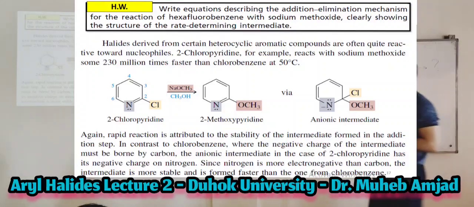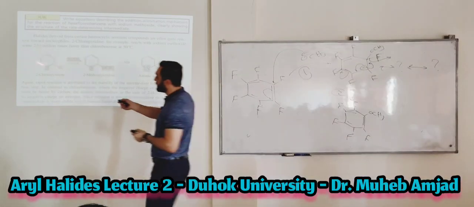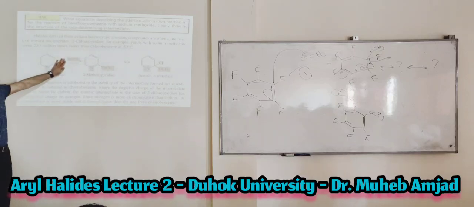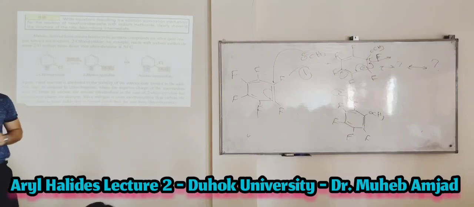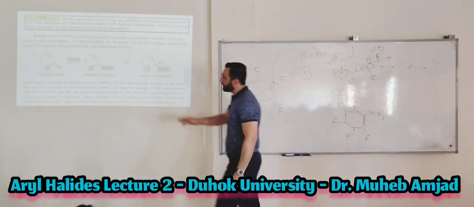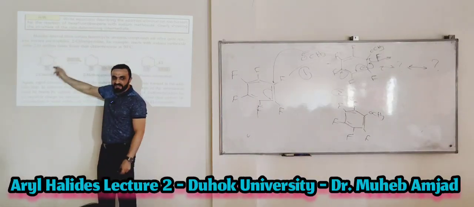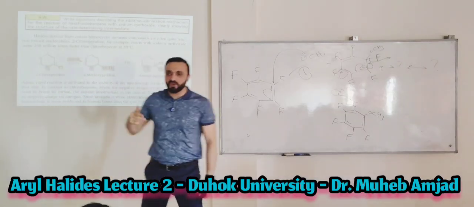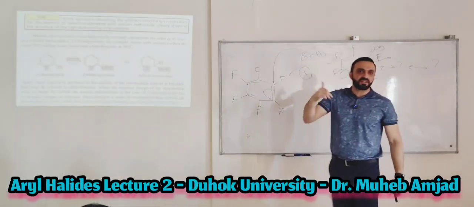The second type of molecule that can undergo nucleophilic aromatic substitution is the heterocyclic compound called pyridine. Look, without the halogen, this is the pyridine ring. The pyridine ring can also undergo nucleophilic aromatic substitution. If you compare the reactivity of 2-chloropyridine and chlorobenzene, 2-chloropyridine is a billion times faster than chlorobenzene itself.